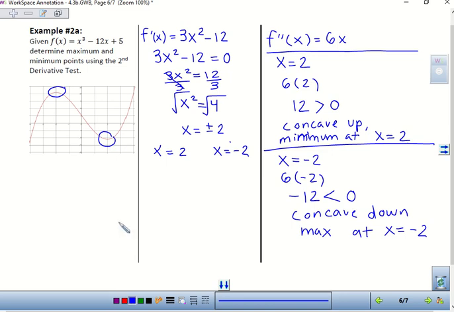Now these are not absolute because we don't know anything about the rest of the function. We only know if it's absolute if it's over an interval. Does everybody understand that concept? Okay. Do you have another question?